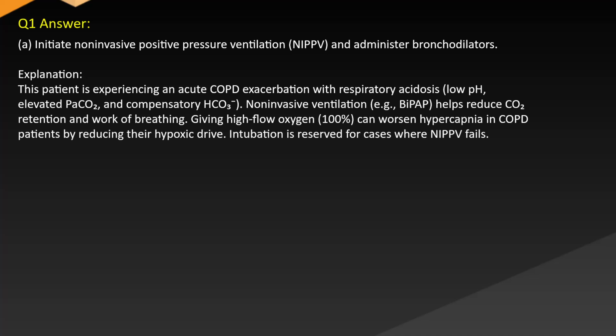Answer: A. Initiate non-invasive positive pressure ventilation (NIV) and administer bronchodilators. Explanation: this patient is experiencing an acute COPD exacerbation with respiratory acidosis, low pH, elevated PCO2, and compensatory bicarbonate. Non-invasive ventilation (e.g. BiPAP) helps reduce CO2 retention and work of breathing. Giving high-flow oxygen 100% can worsen hypercapnia in COPD patients, reducing their hypoxic drive. Intubation is reserved for cases where NIV fails.